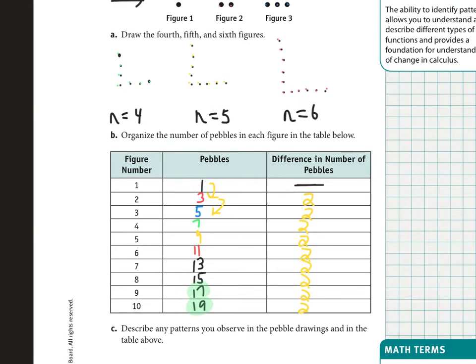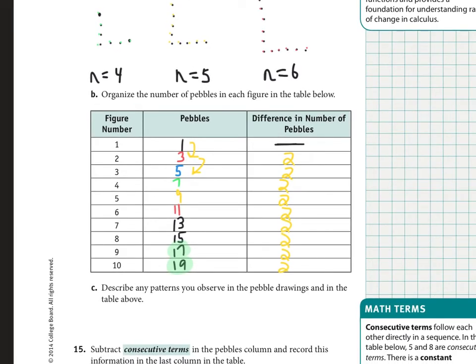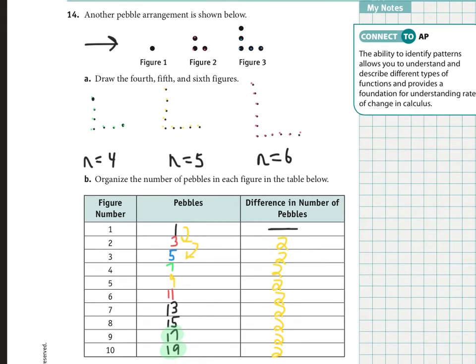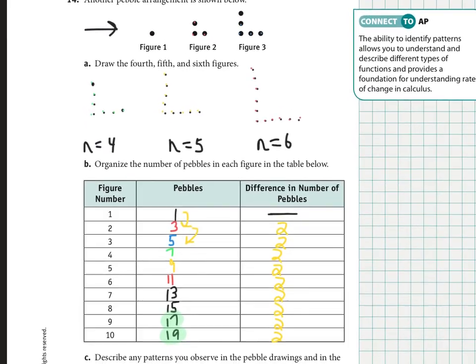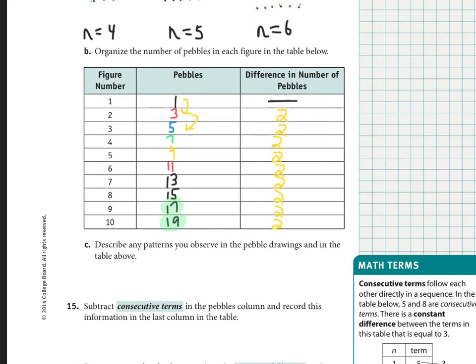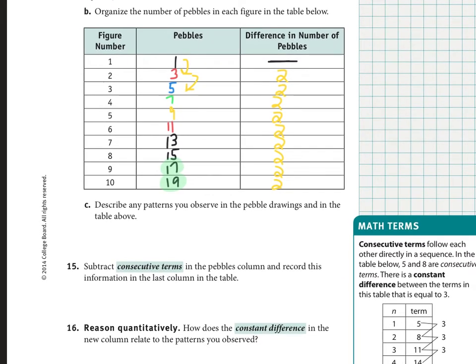All right, so any patterns we observe in the pebble drawings and the table above? Well, yeah, for sure. We noticed that we are adding a dot to the top and a dot to the bottom right there. So that's why we're adding 2 when we draw them. And that's also why the pattern is showing in the table that we're adding 2. Okay, so number 15 here, subtract consecutive terms.